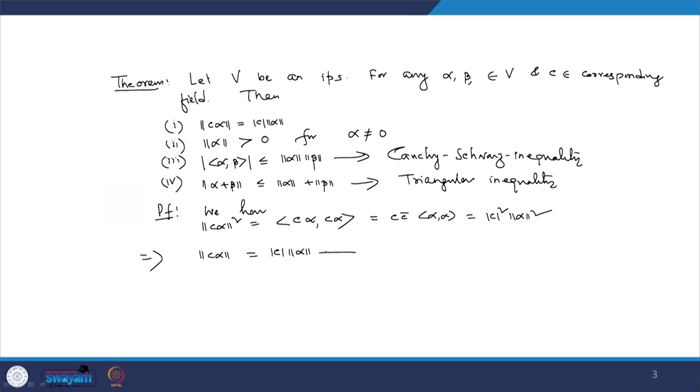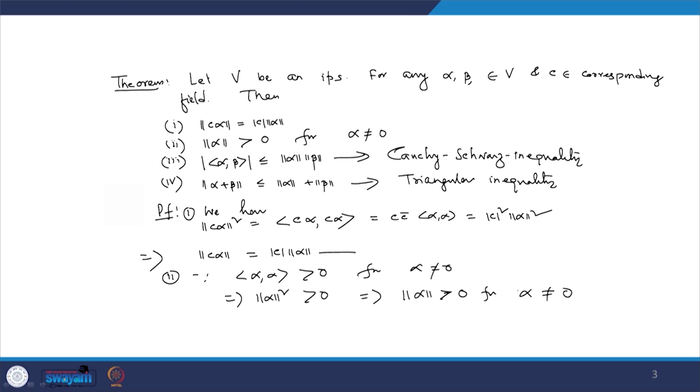And the second one is satisfied, since the inner product of alpha alpha is strictly greater than 0 for alpha not equal to 0, which implies the norm of alpha squared is strictly greater than 0. So this implies the norm of alpha is strictly greater than 0 for alpha not equal to 0.